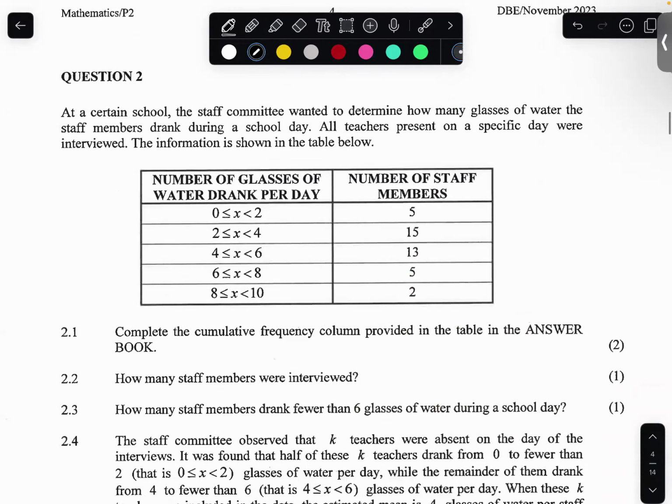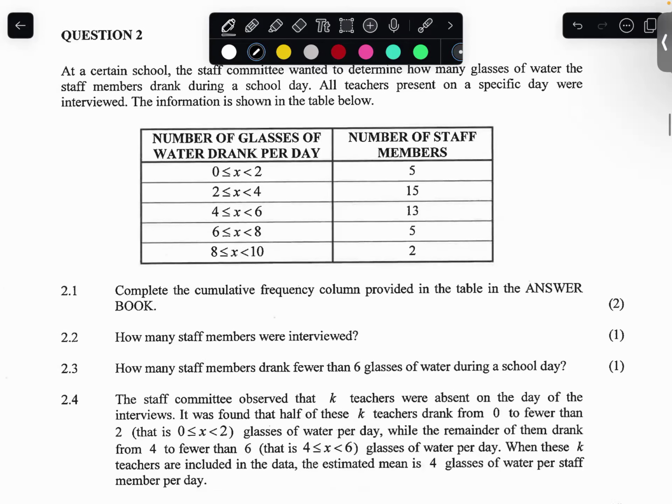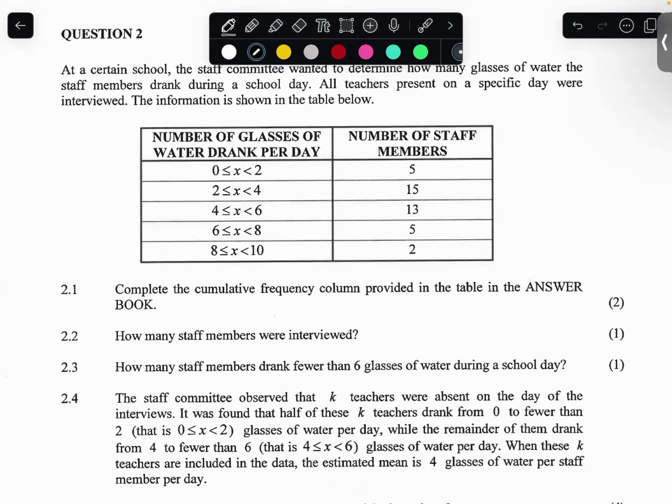Question 2 says, at a certain school, the staff committee wanted to determine how many glasses of water the staff members drank during a school day. All teachers present on a specific day were interviewed. The information is shown in the table below. So we have the number of glasses, which is our interval, and the number of staff members, which is our frequency. That's how we normally get these group data tables, right? So this is the interval, this is the frequency.